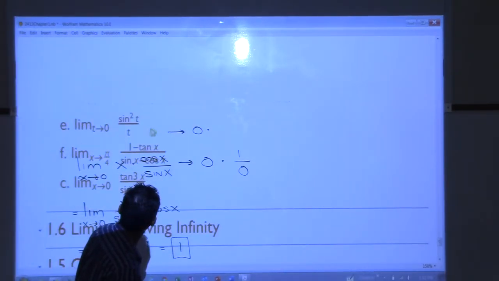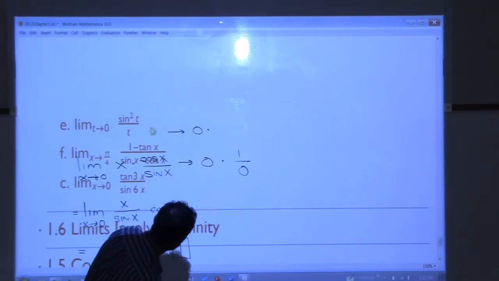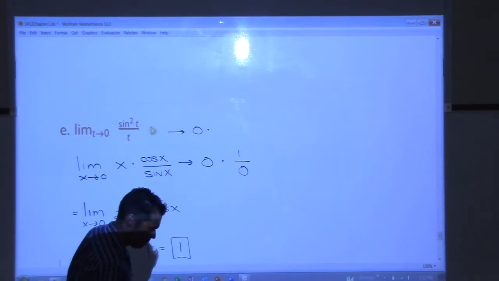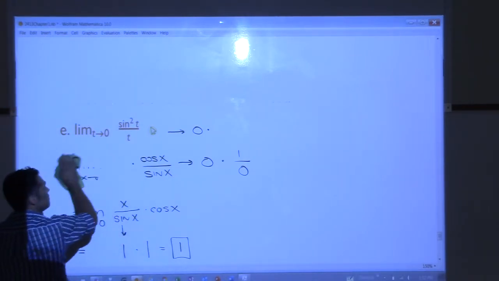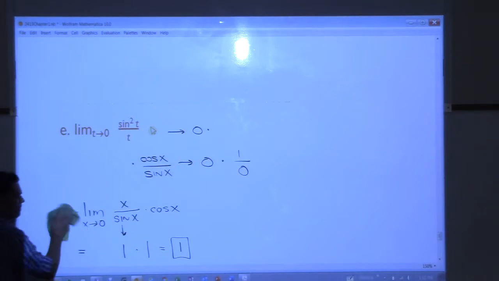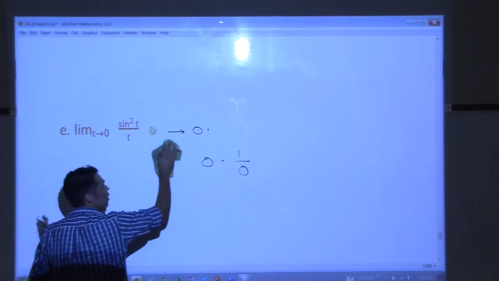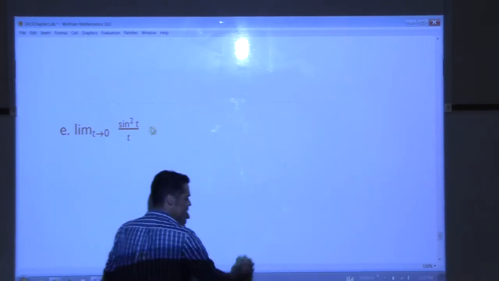This one will be fun. Yes? Do you ever have these problems where it only approaches from one side? Yes. We are going to discuss that. The question was, do we ever have problems where you do limits where you only approach from one side, not both? And the answer is yes.